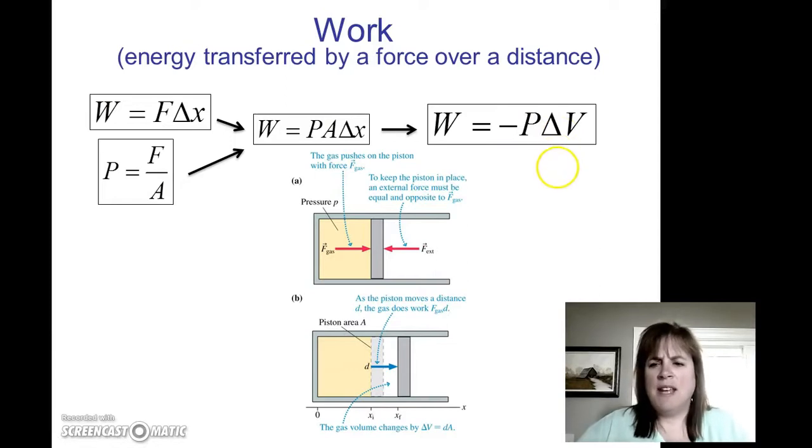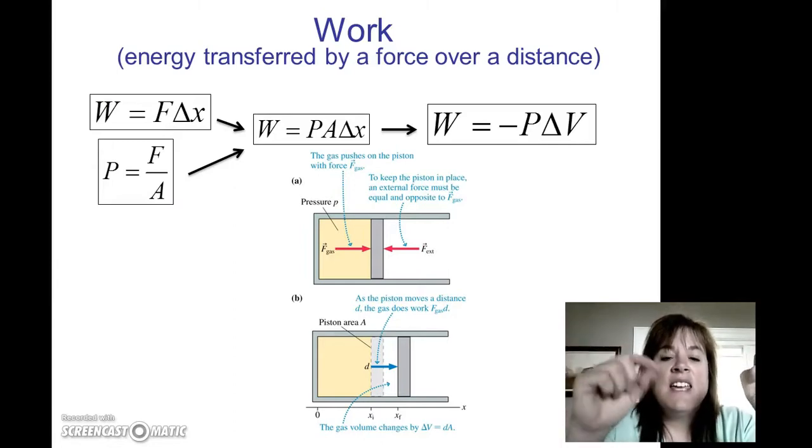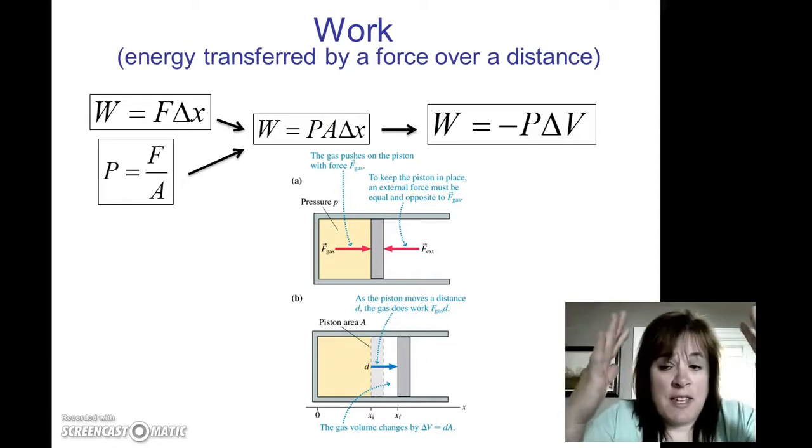Well, what does this negative do for me? The negative will always help us get the right sign in our first law of thermodynamics equation. Delta U is equal to Q plus work. So that way we don't have to think as hard, right?